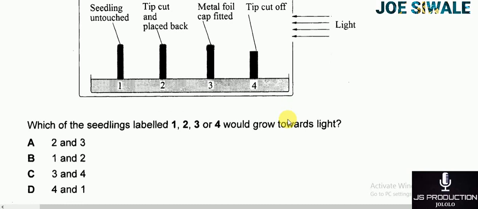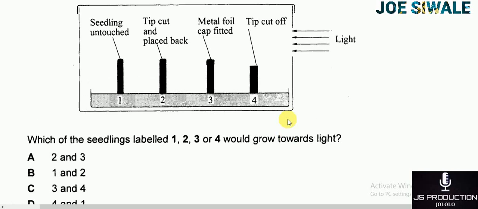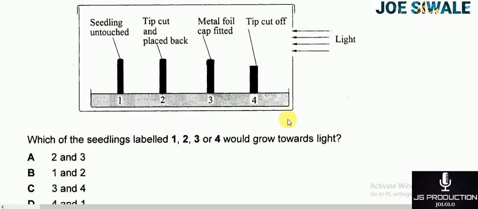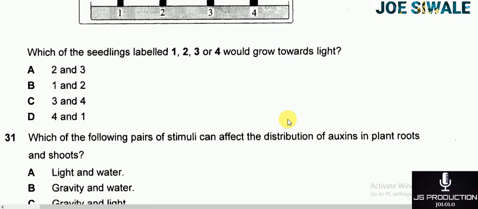Plant 1, it's a seedling which is untouched, and plant 4, it is a seedling which has its tip cut off. So it means these two plants are going to grow towards light.